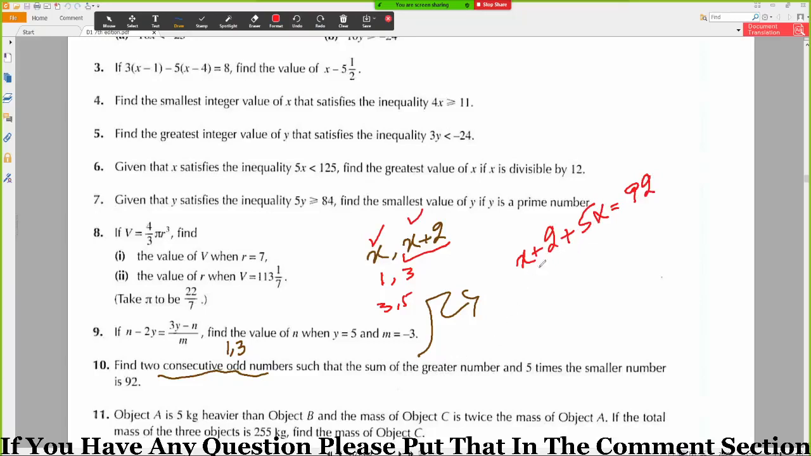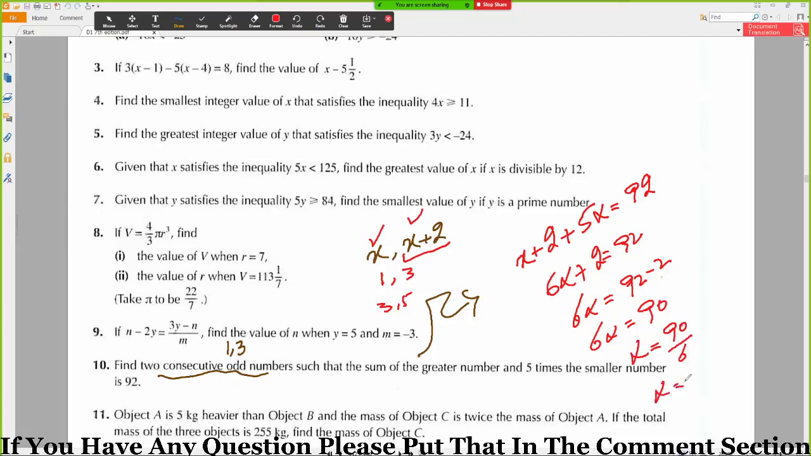Okay, so solve this. This will be 6x plus 2 will be equal to 92. 6x will be equal to 92 minus 2. 6x will be equal to 90. So your x will be equal to 90 divided by 6. So your x will be equal to 15. Okay, x is equal to 15. So first consecutive number is 15 and second consecutive number is 15 plus 2, 17. Okay, so this will be your answer.